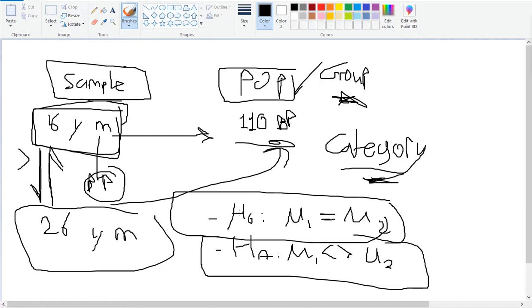The other option is, is the mean of 16-year-old males greater than that of 26-year-old males? The null hypothesis would look like this, and the alternative hypothesis would be that mu1 is greater than mu2. Likewise, if it was, is the blood pressure of 16-year-old males less than that of 26-year-old males, the null would be that they are equal, and the alternative would be that mu1 is less than mu2.